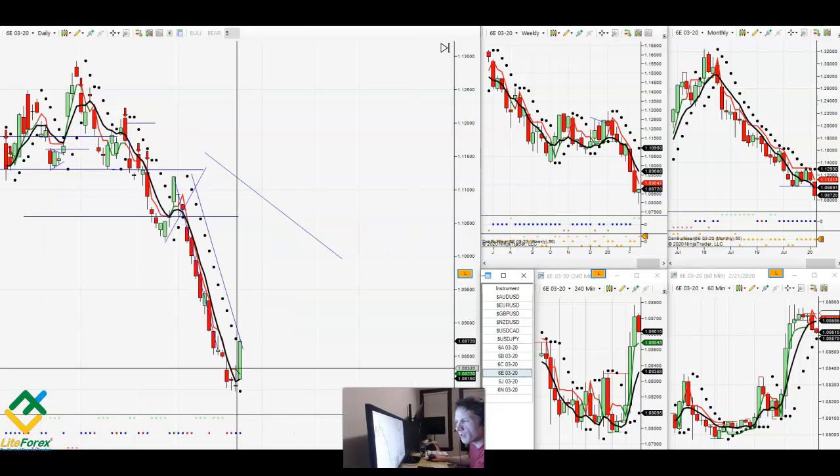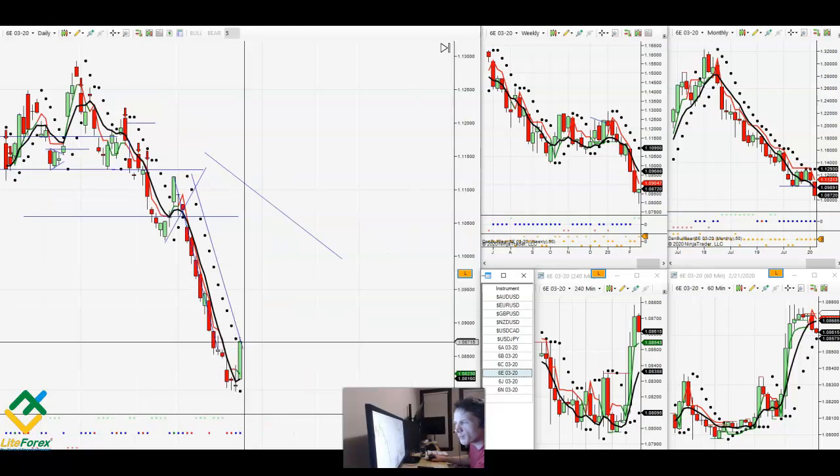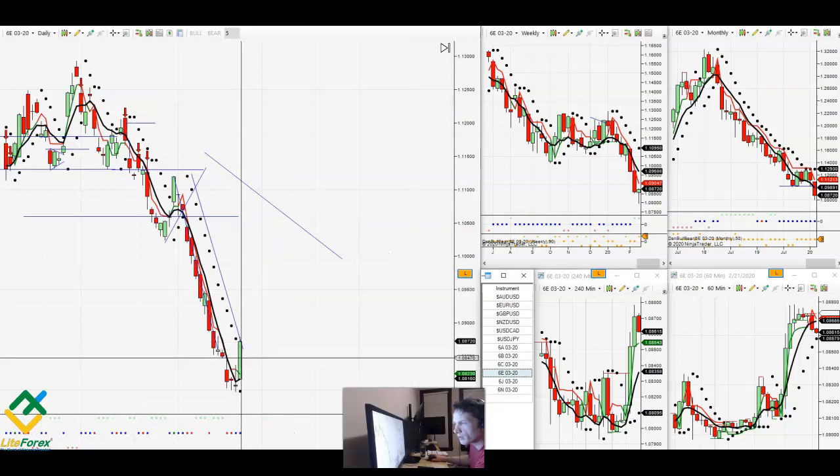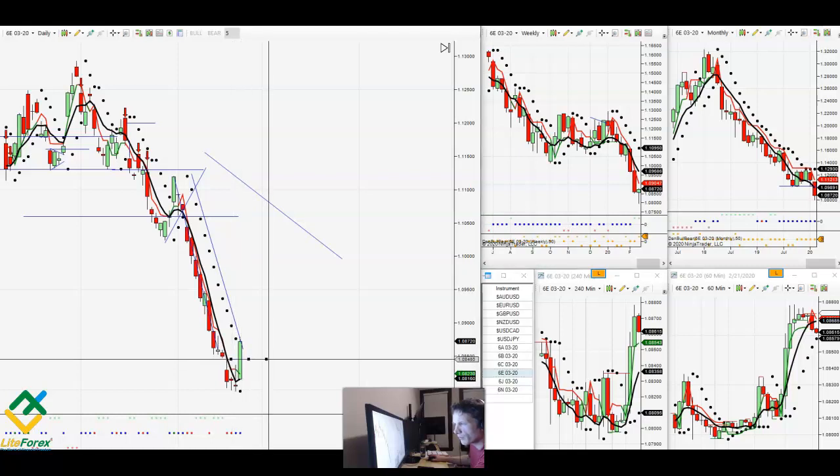Euro USD futures, not much different here. I think there's more upside, but looking at this, it could easily come back. So roughly a 1.08845 support level.